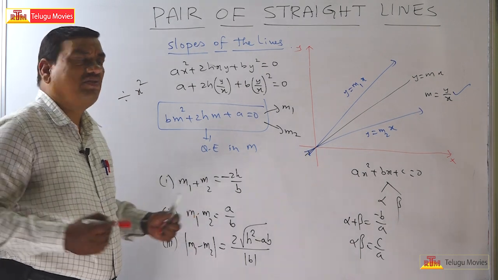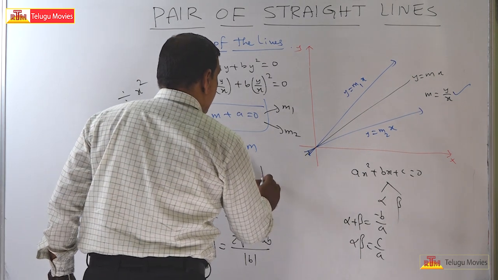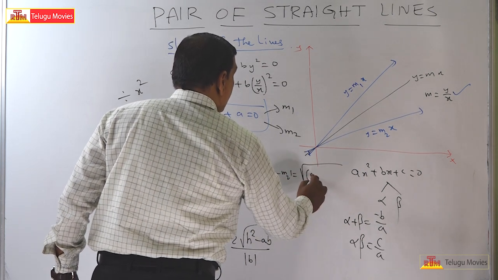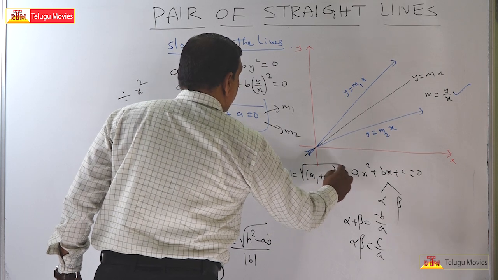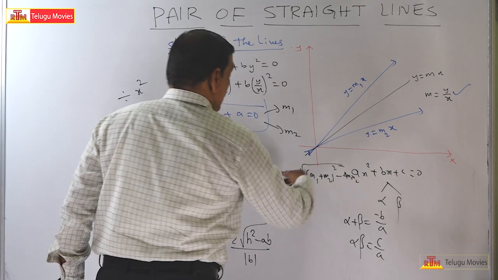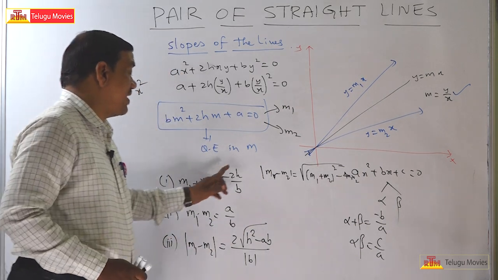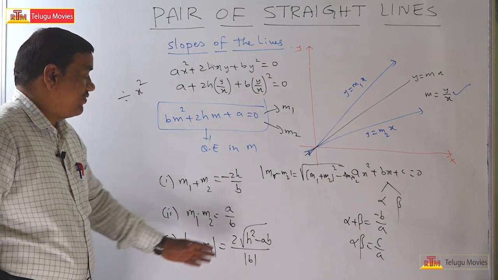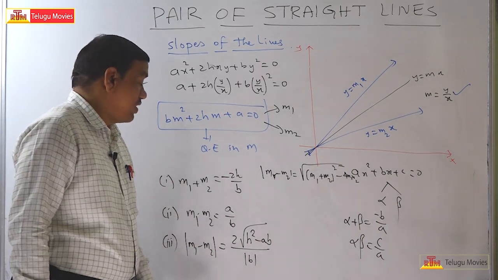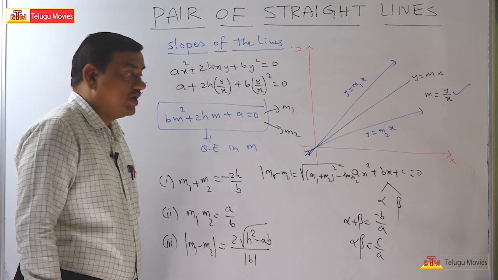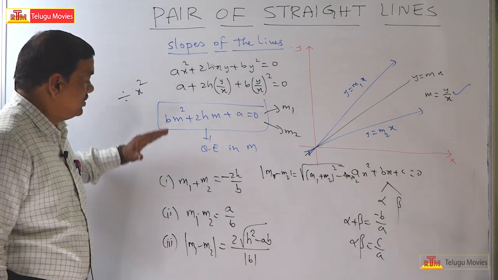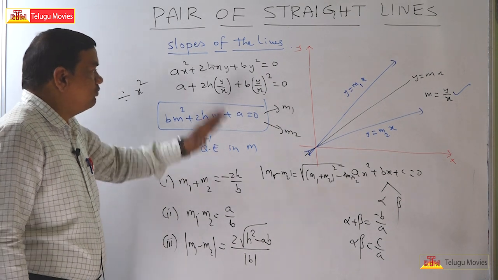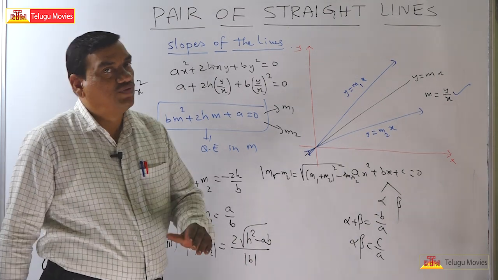Sir, how did you get this? Very easy. We can write m1 minus m2 is equal to under square root of m1 plus m2 whole square minus 4 m1 m2. Substitute here m1 plus m2 is equal to minus 2h by b, m1 m2 is equal to a by b. Substitute and simplify, you will get 2 root of h square minus ab by modulus of b. So this is the concept: the sum of the slopes, the product of the slopes, and the difference of the slopes. I hope that you understand this concept. So let us go for the next concept.